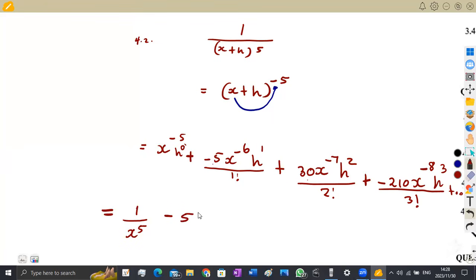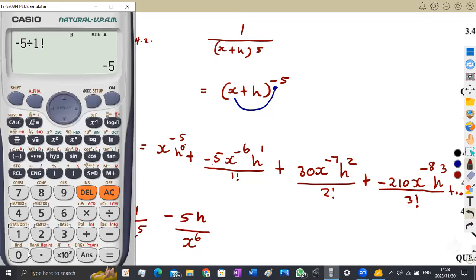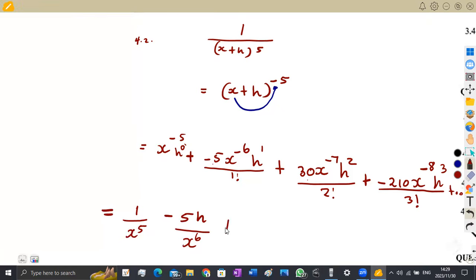h is positive, so it's h, but x is carrying a negative exponent, so you write it in the denominator. So that's x to the exponent of 6. The same thing, but you have to divide first: 30 divided by 2 factorial, which is going to give us 15. So this will be plus 15.